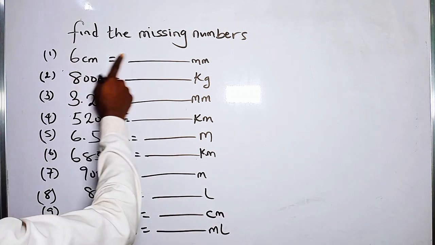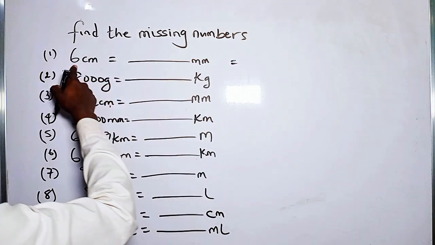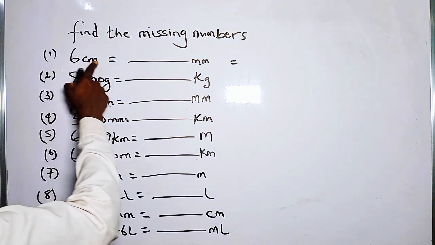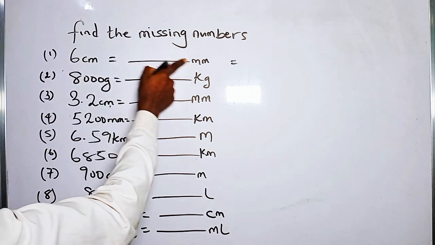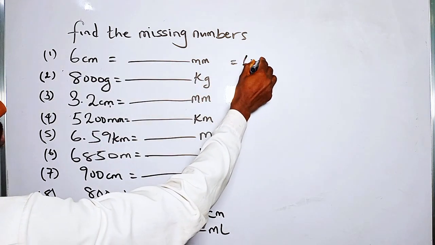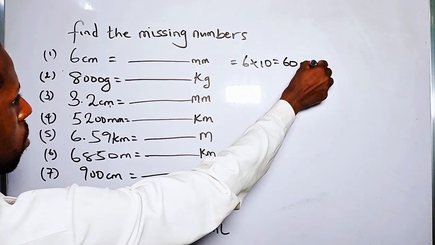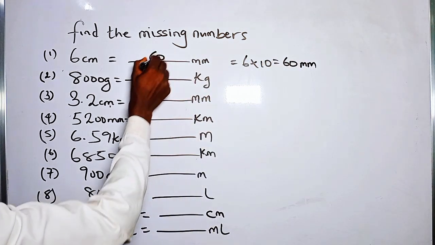Centimeter to millimeter means we should multiply what we have by 10. So when we are going from centimeter to millimeter, we multiply by 10. So we have 6 times 10. Here we have 60 millimeter.